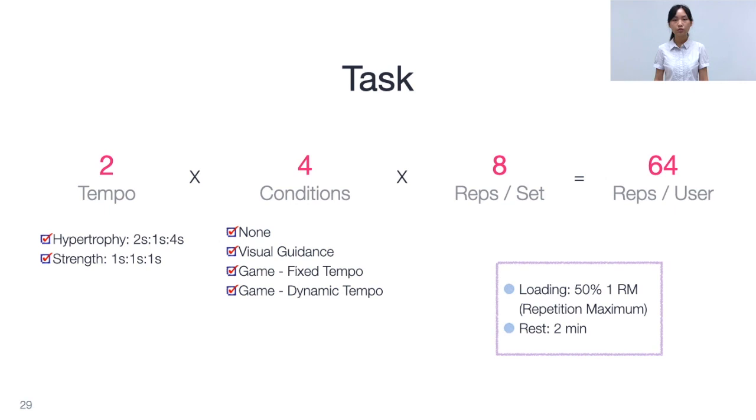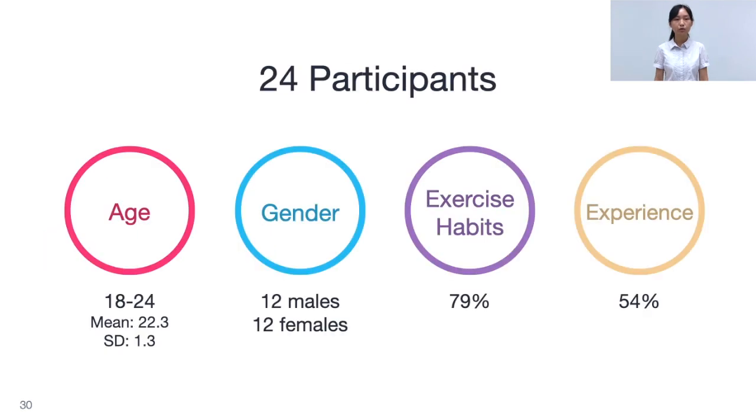Each user will execute 2 tempos for different training goals, in the 4 conditions, with repetitions in each set. We use 50% of 1 repetition maximum as the user's training weight, where 1 repetition maximum is the maximum amount of weight that one can lift in 1 repetition. And there are 2 minutes of rest time between each set. We recruited 24 users whose ages ranged from 18 to 24. 79% of them have an exercise habit, and 54% of them have experience in strength training.